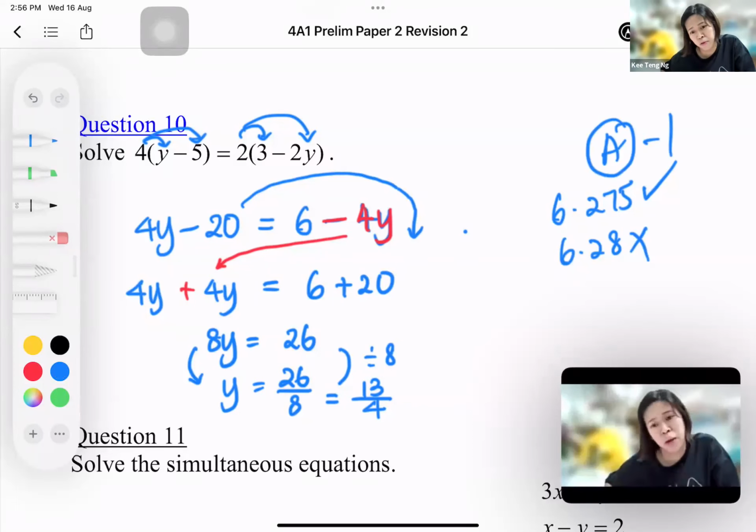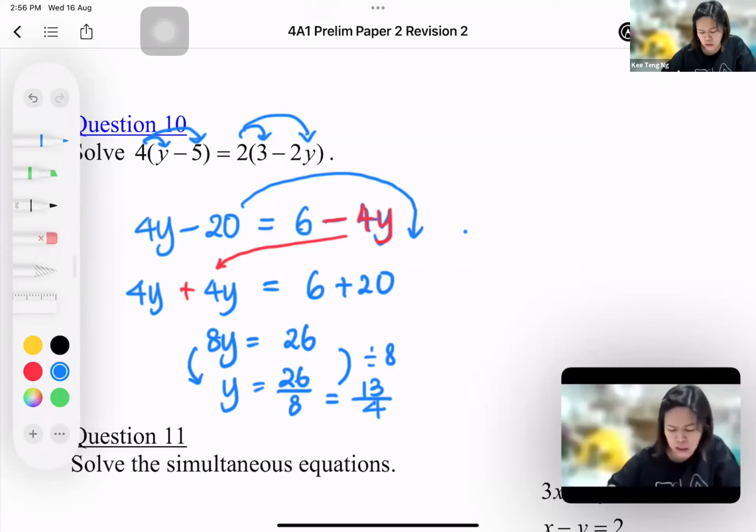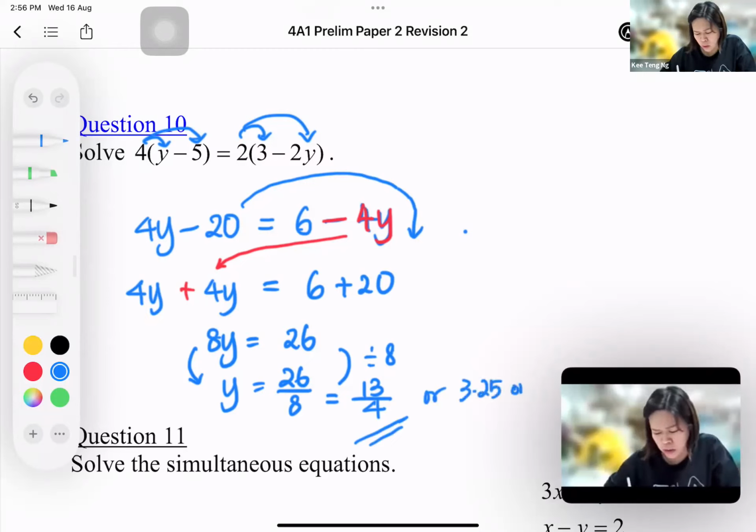So don't try. I prefer not to have decimals. I will usually prefer fractions. Give me the answer in fraction. That's the best. Okay. Or this one can be 3.25, which is a nice number, or 3 1/4. Okay, up to you.